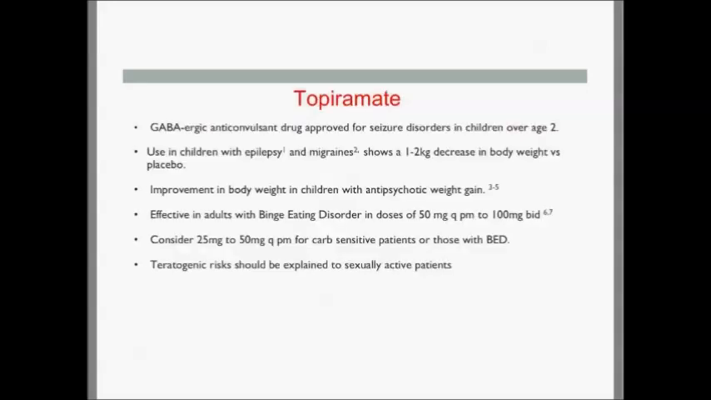Topiramate can be very helpful for those children that are big bingers in particular. It's a GABAergic anticonvulsant used for seizure disorders in children over 2. It's been used in children with epilepsy and migraines. And even in those children, who weren't working on weight loss, there was a 1 to 2 kilogram decrease in body weight versus placebo. It has been studied in antipsychotic weight gain, and so has metformin, by the way. So if you have children that are on antidepressants or antipsychotics, there's been some nice data showing that both of these drugs help prevent the weight gain that can be associated with that.